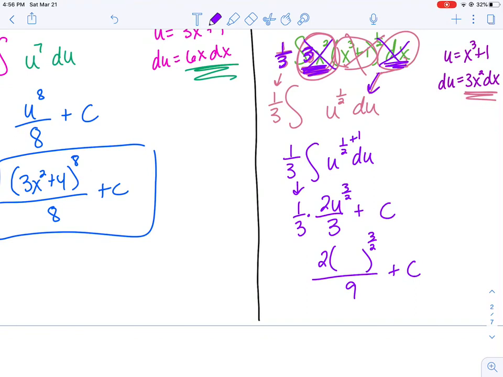Remember, my last step is to back substitute. Don't leave your answer in terms of u's. Let's back substitute in for what we called u's, as x cubed plus 1. So my antiderivative would be this.